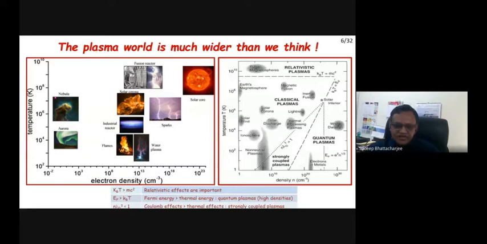Then if you look at n lambda_D cubed, where n is the density and lambda_D is the Debye length, if n lambda_D cubed is much greater than 1 or much less than 1, below this dotted line, the Coulomb effects are much larger than the thermal effects. So you have a strongly coupled plasma regime. And if the Fermi energy is much greater than e squared n to the power 1/3, then of course quantum effects dominate over the Coulomb repulsion effects, and you have the idealistic quantum plasma. So this shows the wide applicability of plasma physics.